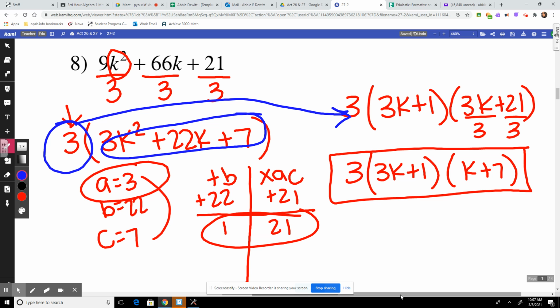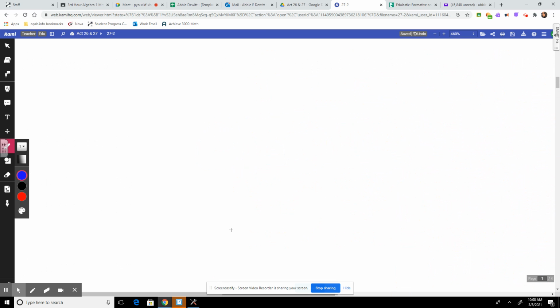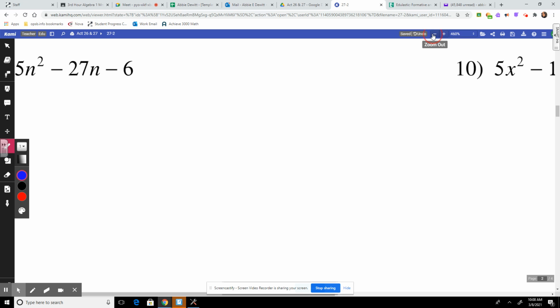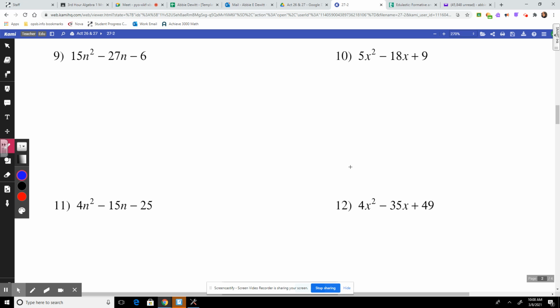All right, so y'all are going to do numbers 5, 6, and 7 on your own. 5, 6, and 7 do not have a GCF. And I'm going to scroll down here and tell you which ones on the next page that you're going to do on your own have a GCF. Number 9 has a GCF, and that GCF is 3. You can divide out a 3 of all 3 terms. Simplify and then factor.